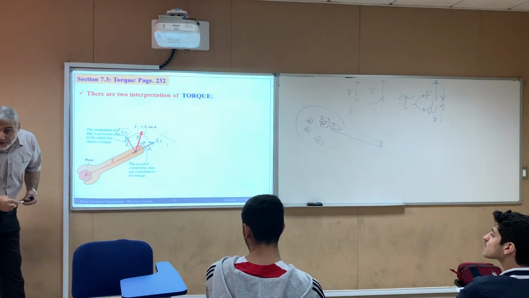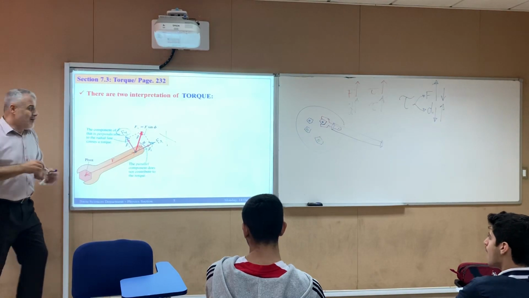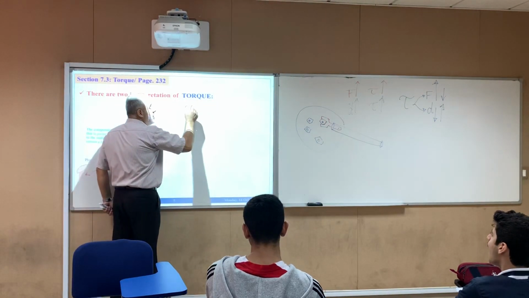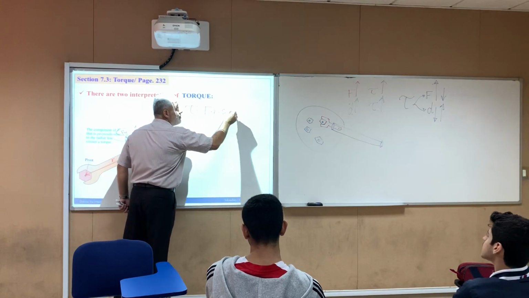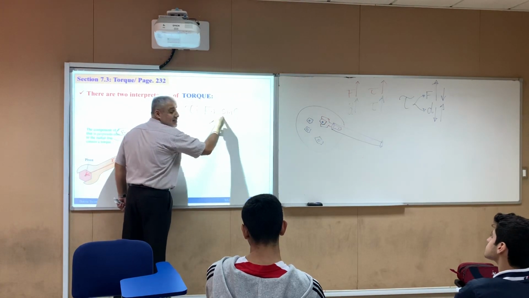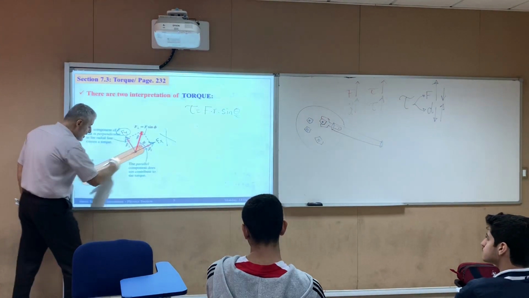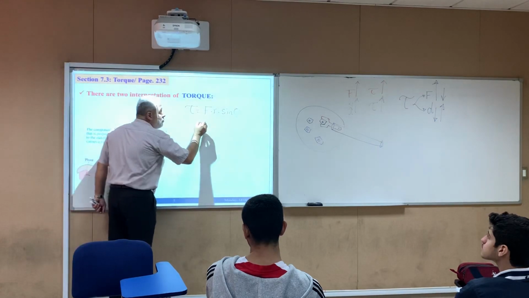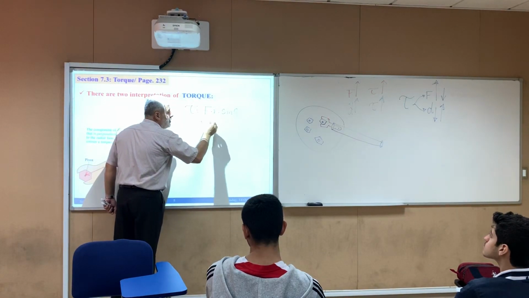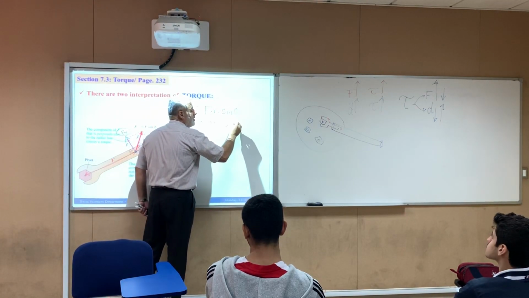And I will prove it for you now. I will show you how it is. The torque, gentlemen, is equal to F R sine theta, okay? I told you theta is between F and R. Now, F and R here, theta is 90. So, when theta is 90, gentlemen, sine 90 is 1.